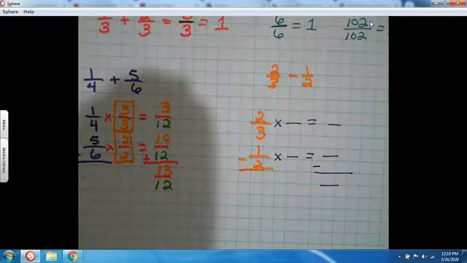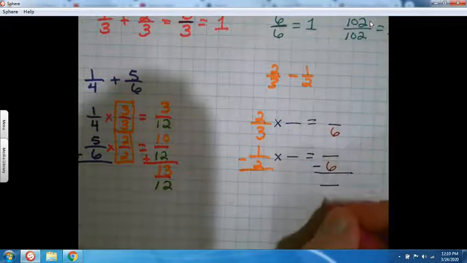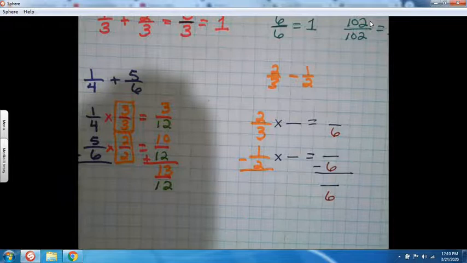So back over here, we go 6, 6, and 6. The rest of it, easy. Just fill in those blanks.